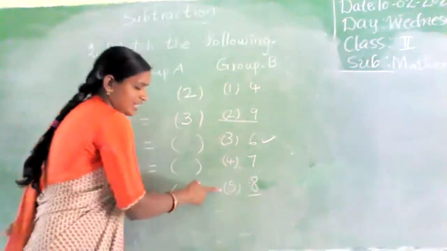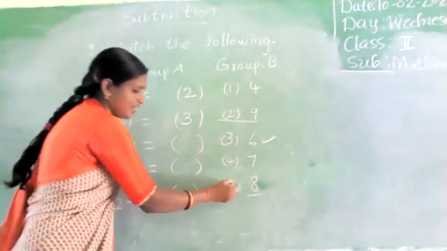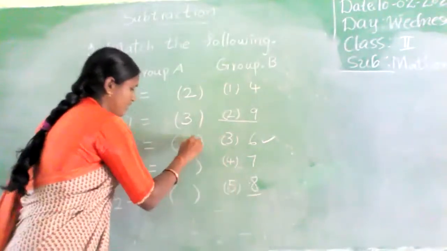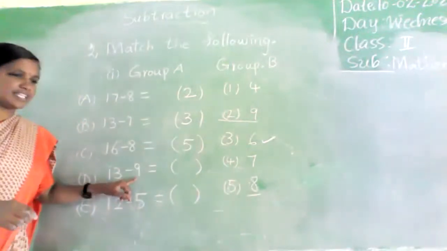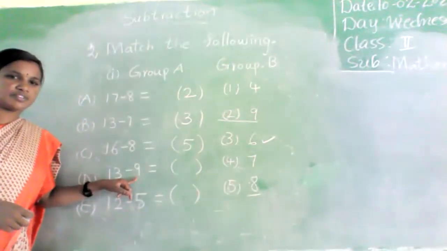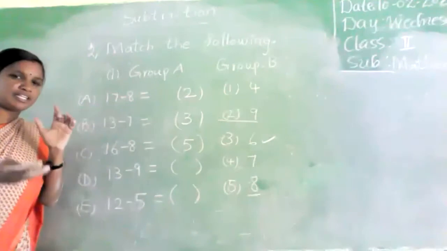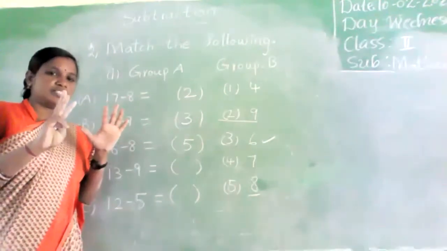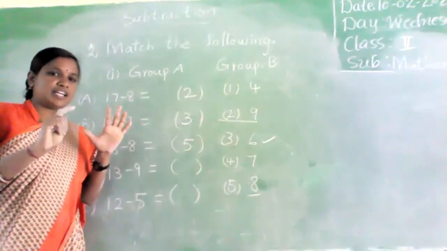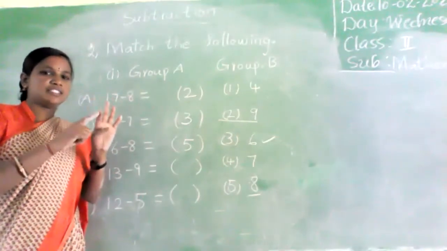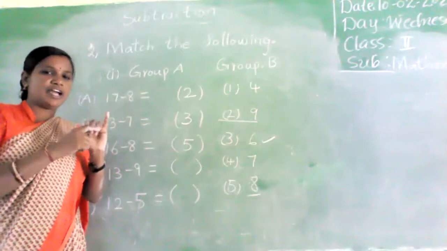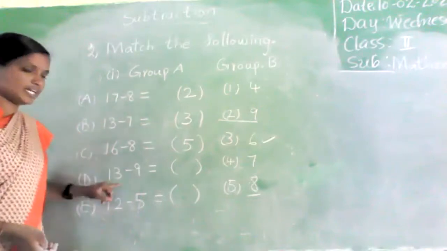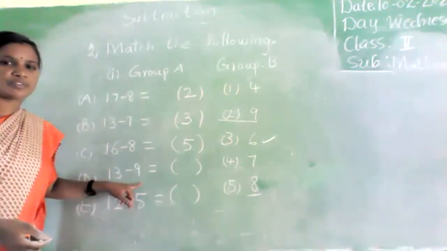8 in 5. Where have 5? So 5. Next, 13 minus 9. 13, keep in mind, take 9 fingers. 13 minus 9. 13, before number? 12, 11, 10, 9, 8, 7, 6, 5, 4. So 13 minus 9 is equal to 4.